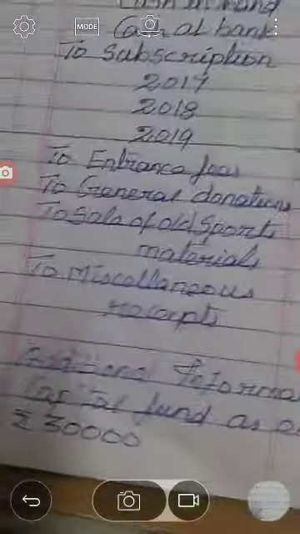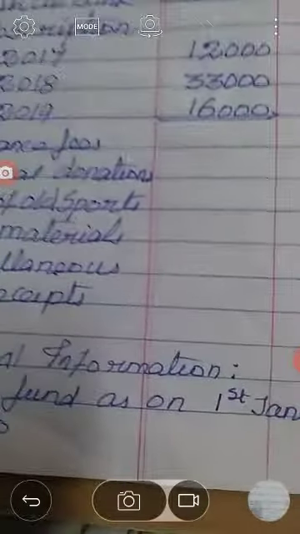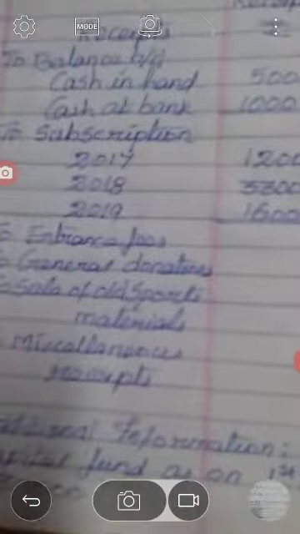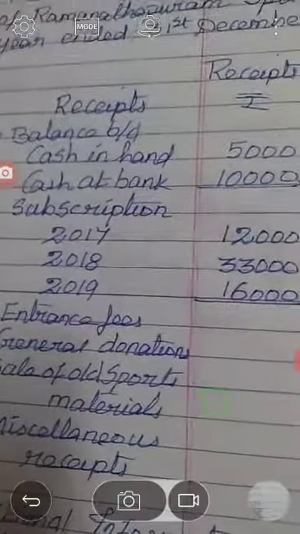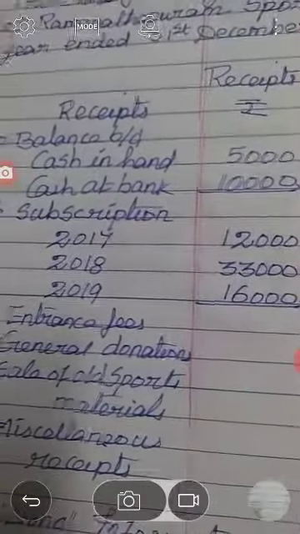Receipts and payments account. On the receipt side, regarding the opening balance, in the sum itself the capital fund is given, as on 1st January, 30,000. Suppose the capital fund is not given in the sum, then you have to calculate the opening capital with the help of preparing the opening balance sheet.